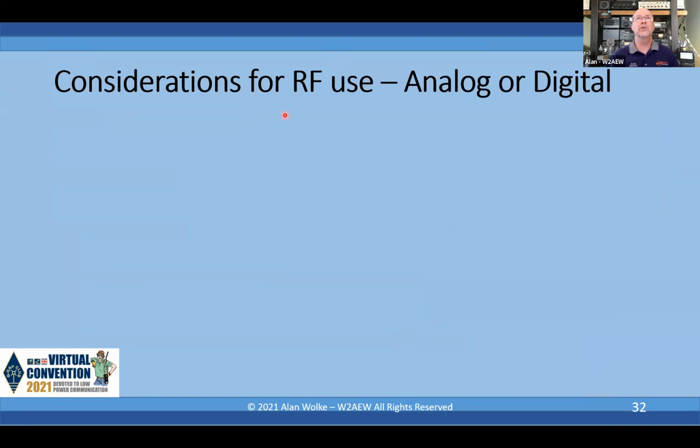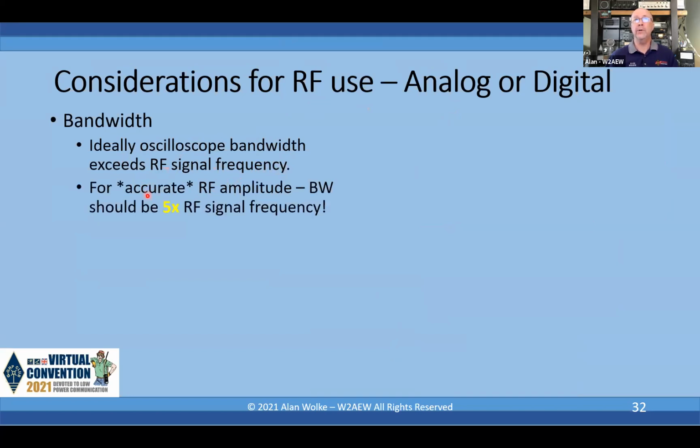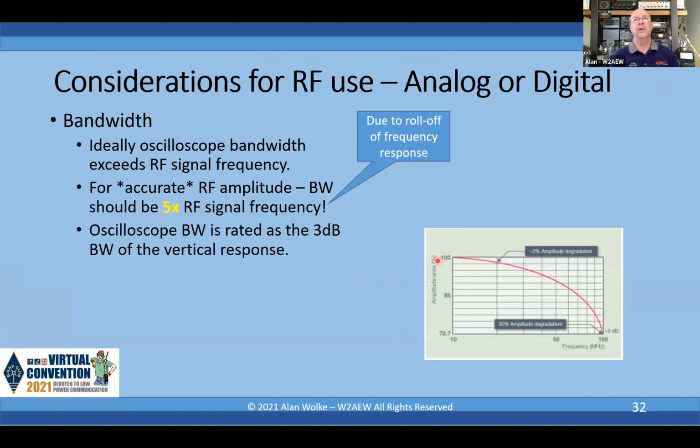Okay, so let's talk about our considerations for RF use, both analog and digital. We want to talk about bandwidth, right? Ideally, the oscilloscope bandwidth needs to exceed the RF signal frequency that you want to look at. Now, for accurate measurements, meaning less than 2% error in amplitude, the actual bandwidth of the scope should be about 5 times your RF signal frequency. Yikes, right? So if I want to look at a 20 megahertz signal, I need a 100 megahertz scope. Well, why is that? It's due to the roll-off of the frequency response of the scope. An oscilloscope's bandwidth is rated by its 3 dB bandwidth of the vertical response. Okay, so it might look like this.